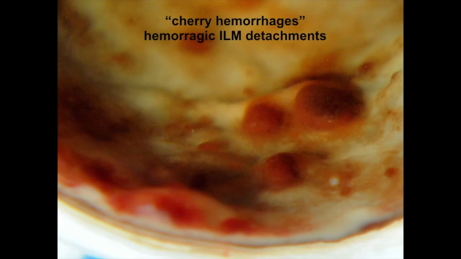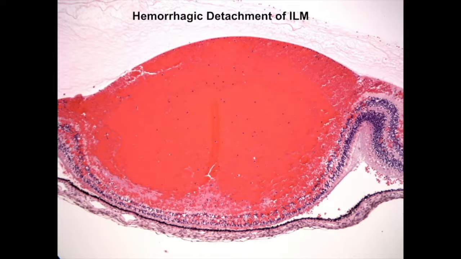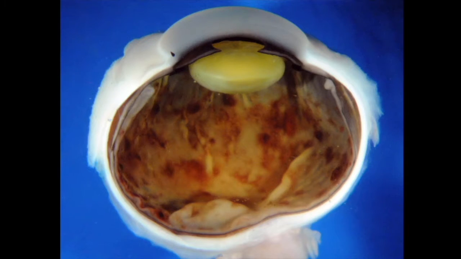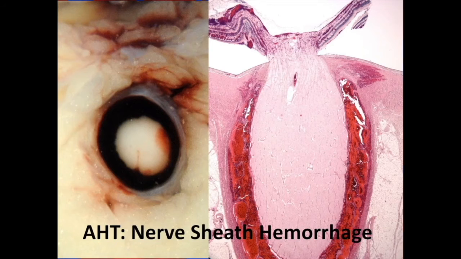Higher magnification showing multiple cherry hemorrhages, and here's histopathology of a very large hemorrhagic detachment of the ILM in abusive head trauma. Again, here's an example of the retinal folds and the numerous retinal hemorrhages. Other characteristic features, of course, include optic nerve sheath hemorrhage. Shown in this case, the blood is largely located in the subdural and arachnoid spaces. This is a rather spectacular example.